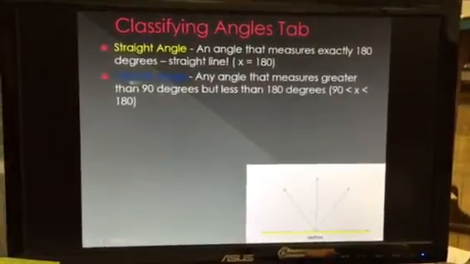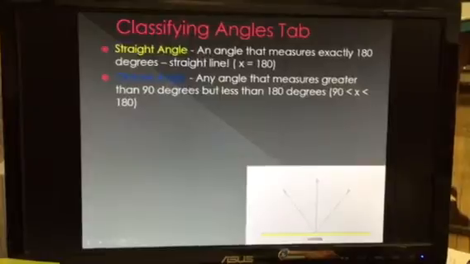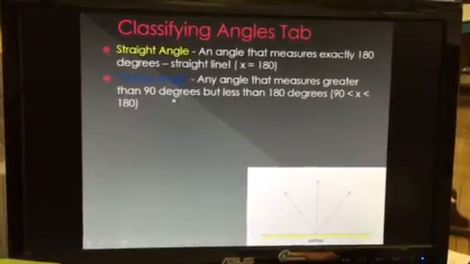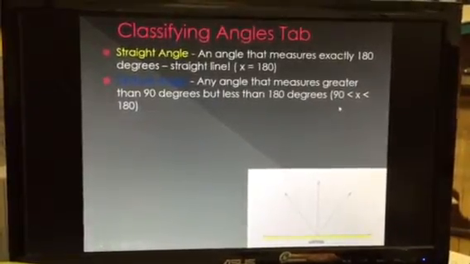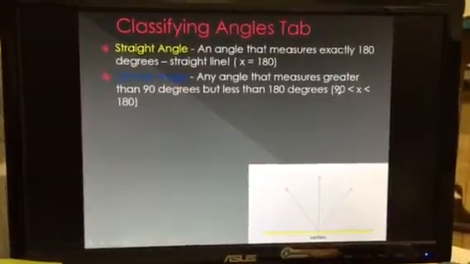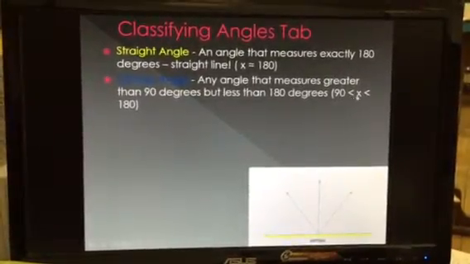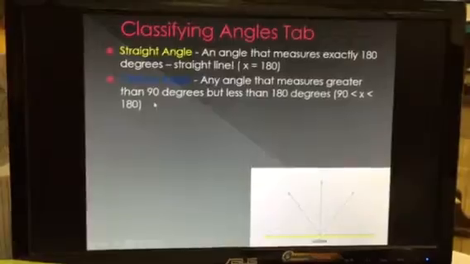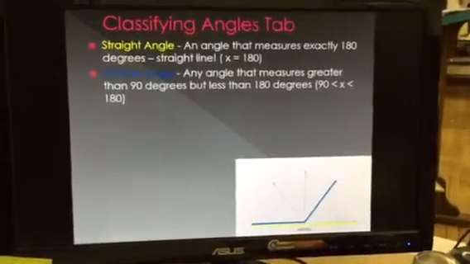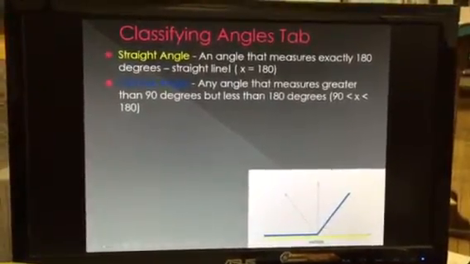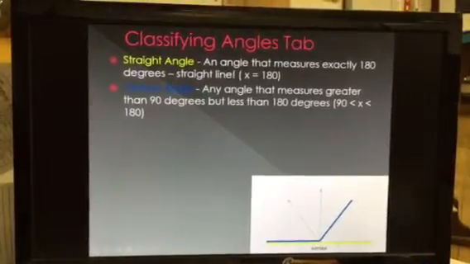Obtuse angle. I know it's not the easiest to see, but it says obtuse angle, any angle that measures greater than 90 degrees but less than 180 degrees. So in our degrees section, we'll say 90 is less than x is less than 180. I colored that in blue, so our obtuse angle is greater than 90 but less than 180.